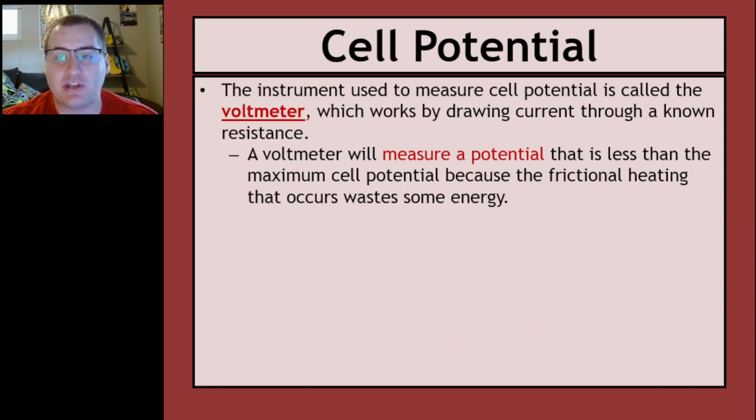All right, the instrument used to measure cell potential is called the voltmeter, which is aptly named, which works by drawing current through a known resistance. A voltmeter will measure a potential that is less than the maximum cell potential because the frictional heating that occurs wastes some energy. What the second sentence means is that a voltmeter measures how strongly the electrons are being pulled through a wire, but it can't be perfect. As electrons are pulled through a wire, some amount of heat is lost due to friction and lost to the environment. So the voltmeter technically measures slightly less voltage than is actually there, but it should be negligible in most cases.